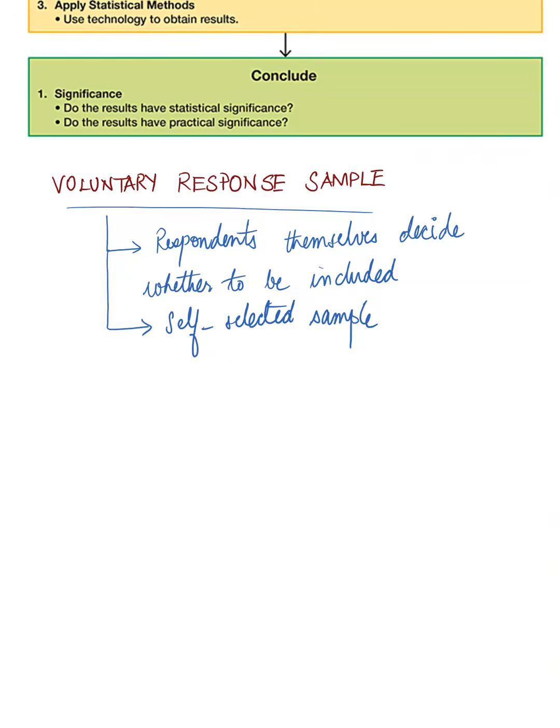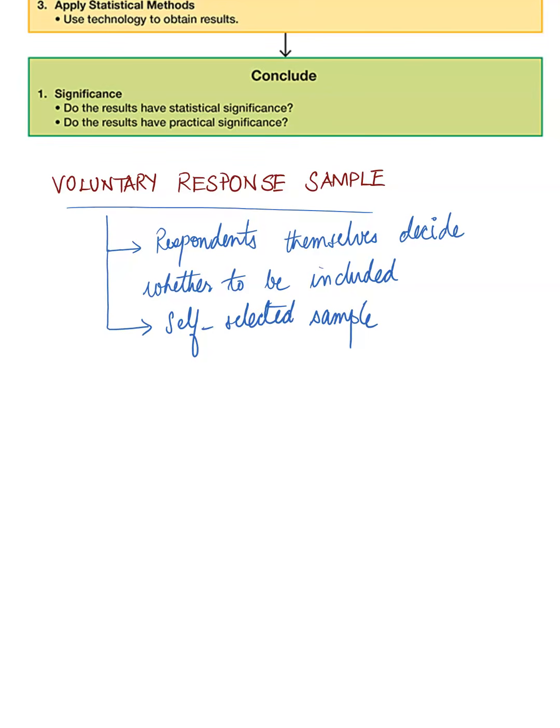So when we talk about a voluntary response sample, we see that this is a case where respondents themselves decide whether to be included or not. It's a self-selected sample. By the nature of this setup, it's seriously flawed, because we really cannot make any strong, meaningful conclusions about the population, because it started off with a strong possibility of bias.